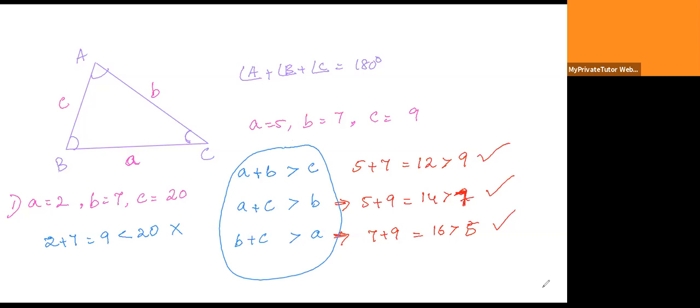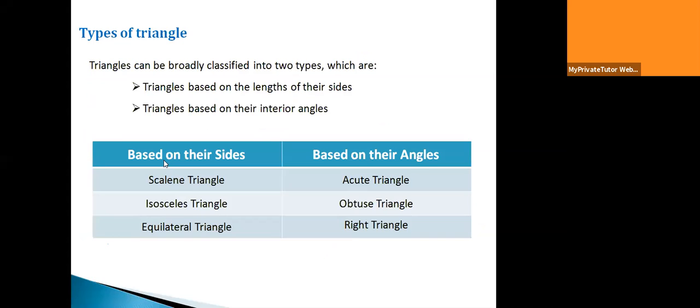Now let's go to the types. I think in the last webinar itself, we discussed a few, but let's recall these things again. So what are the types of triangles? We can classify the types of triangles in two ways. One is using the side lengths, and the other is using the interior angles.